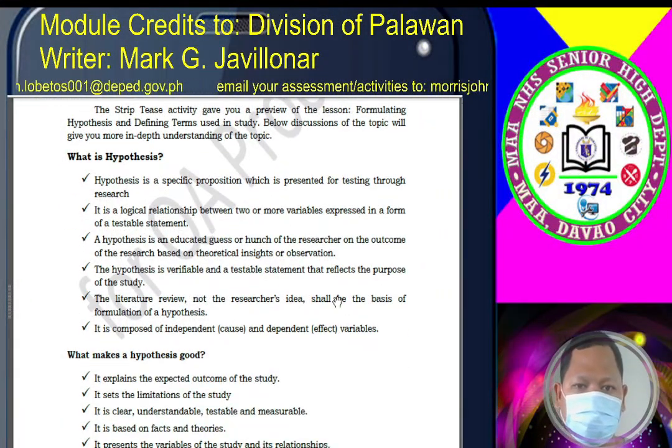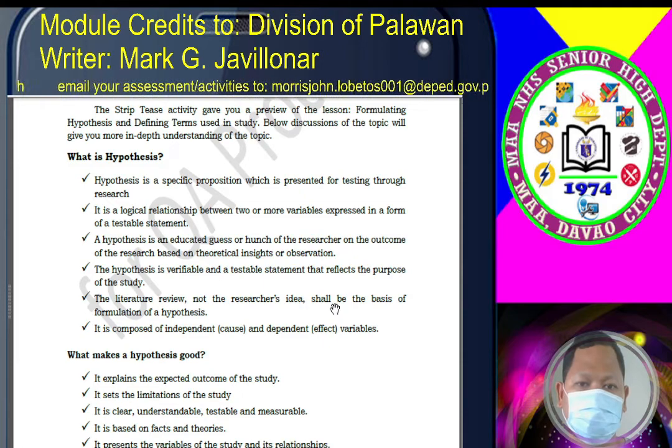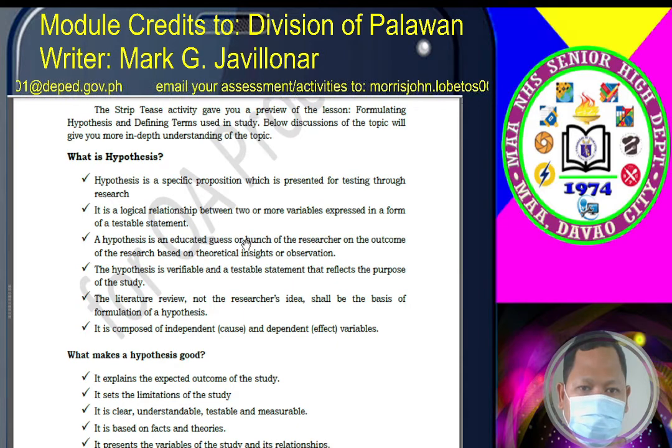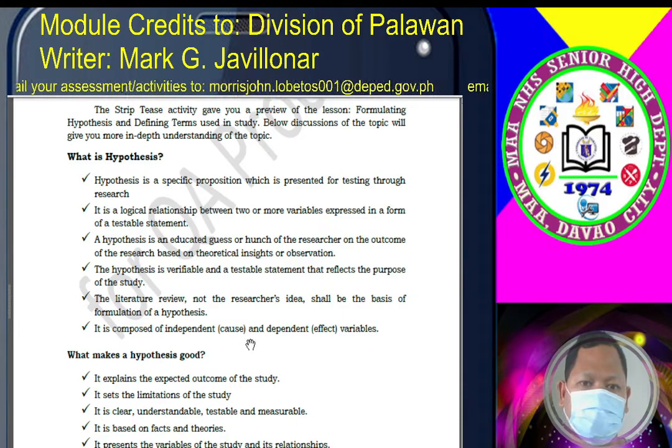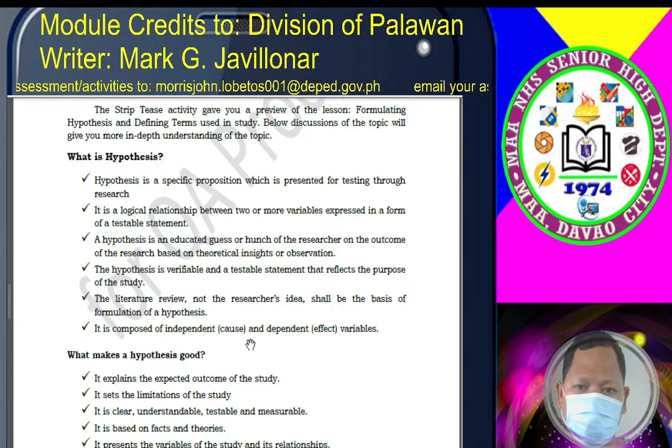Next, it is a logical relationship between two or more variables expressed in the form of a testable statement, just like what I presented earlier. So for that question, you need to seek answers to whether there is really a relationship between those two variables. Then number 3, a hypothesis is an educated guess or a hunch of the researcher on the outcome of the research based on critical insights or observation.